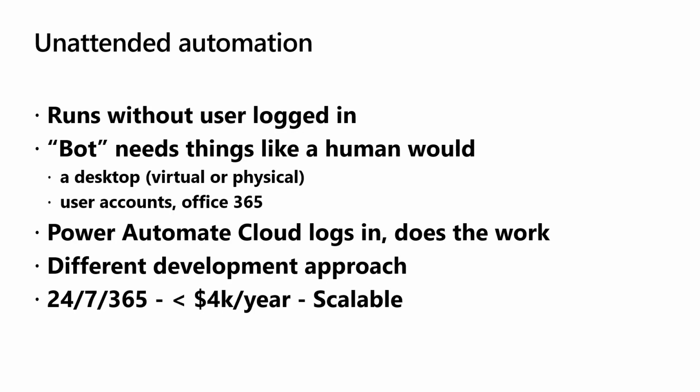Essentially what you have is a 24/7 365 robot for less, in fact it's about 3,200 Australian dollars a year. And just to put that into context, that 24/7 robot can do any type of task. So it's not dedicated to one particular workflow or desktop flow. You can have it doing as many different types of desktop flows as you like, 24/7, 365, for less than 3,200 a year. And it's scalable.